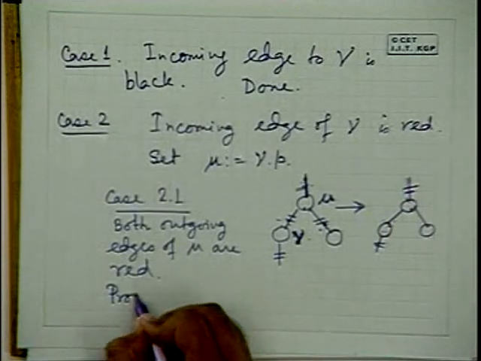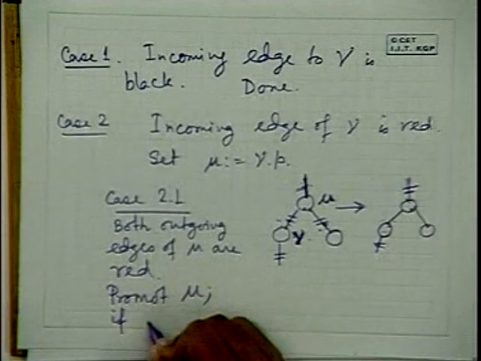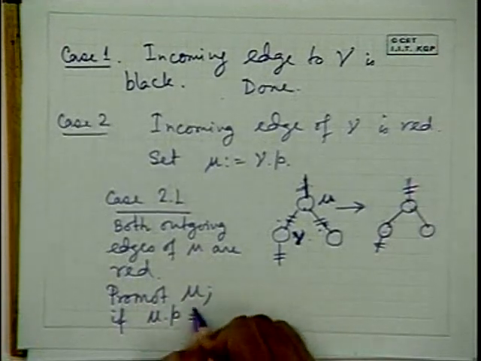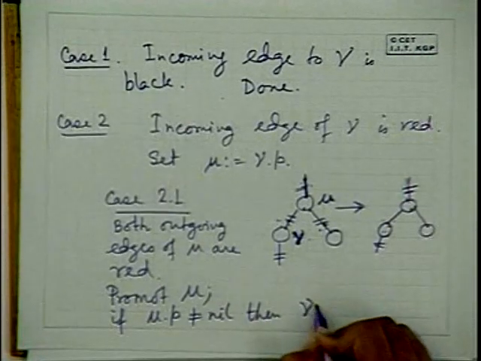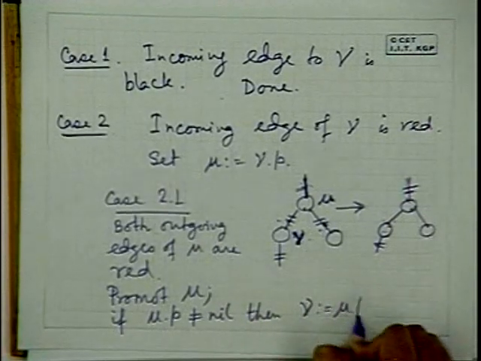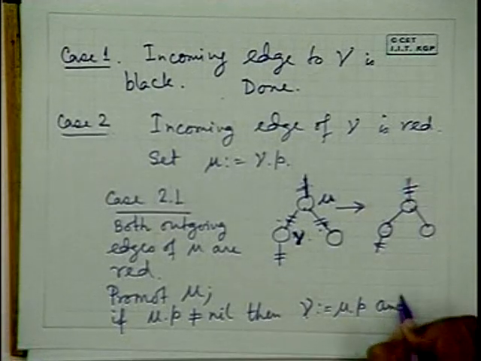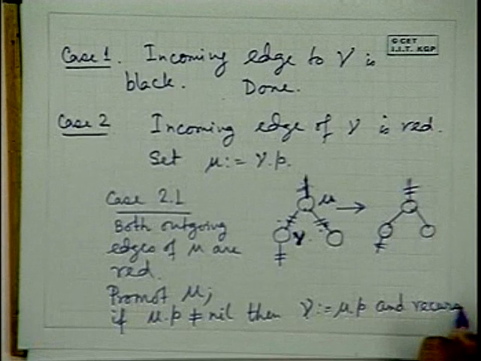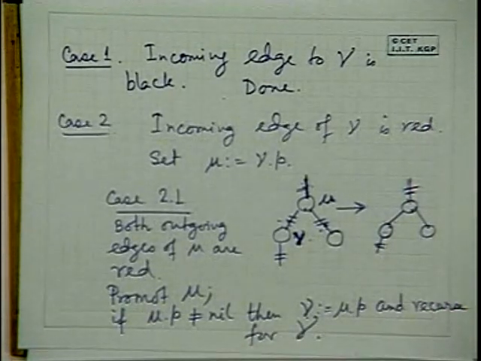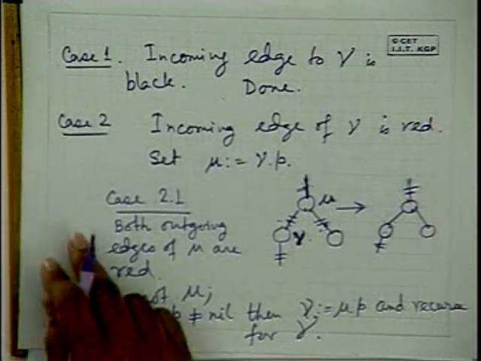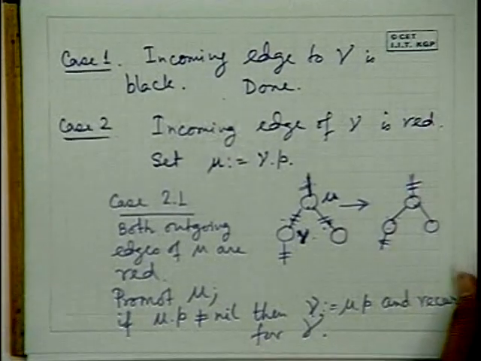Promote mu. Promote mu means, I already told you, if mu dot p is not equal to nil, then you just update mu is equal to mu dot p. Now your node mu will be mu dot p, and recurse. You recurse the entire thing for nu. This is case 2.1. Alright.